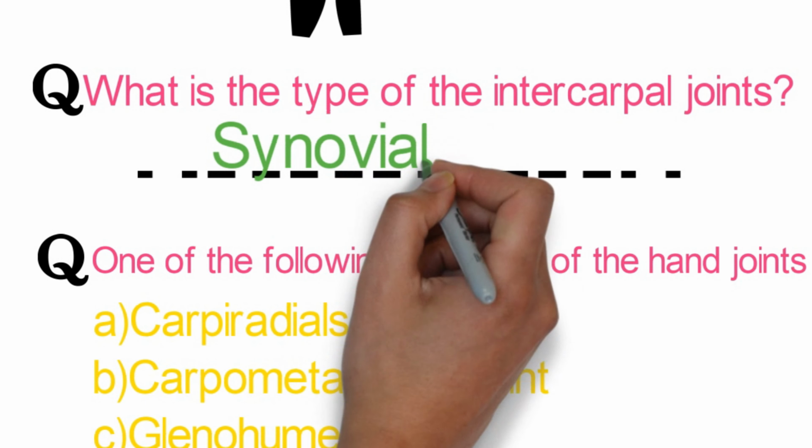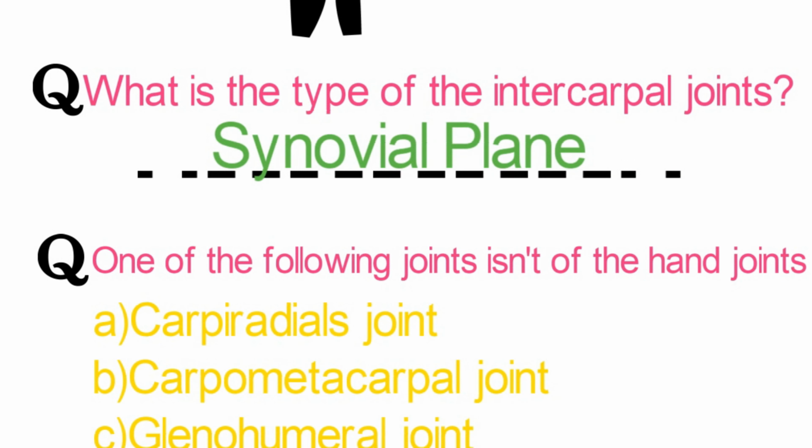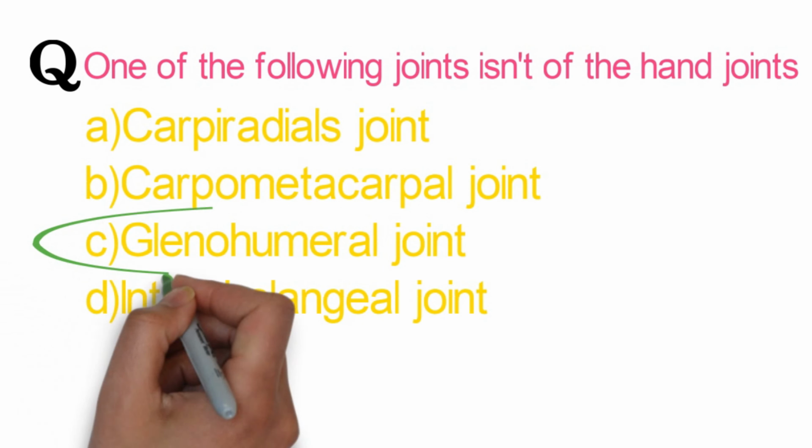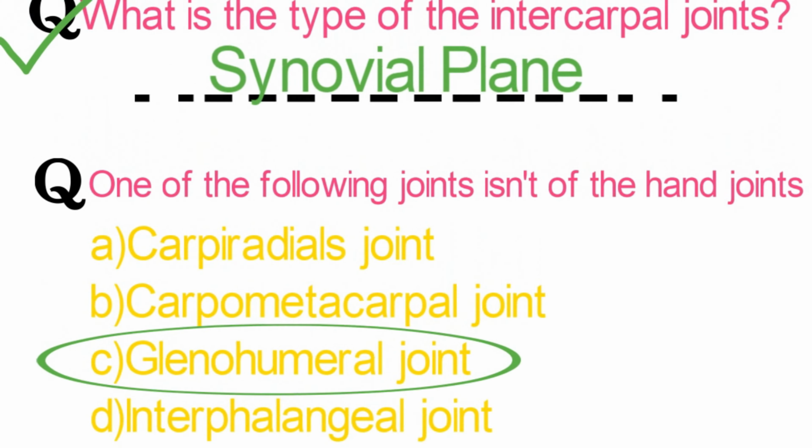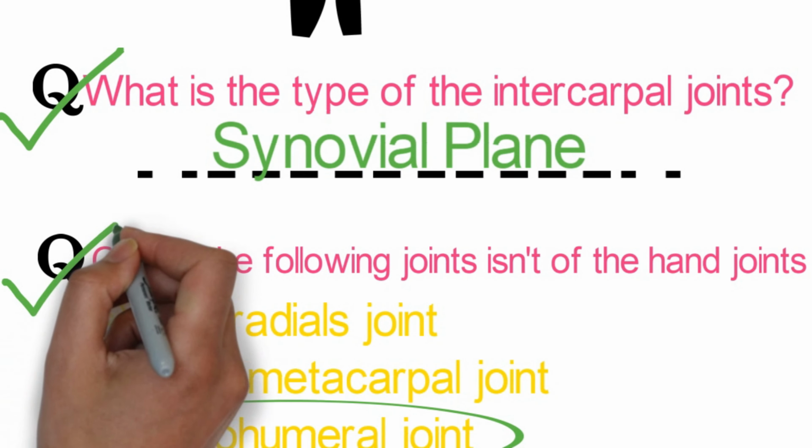Here, the synovial plane is the type of the intercarpal joints, allowing only gliding movement. And lastly, the glenohumeral joint isn't at all one of the hand joints.